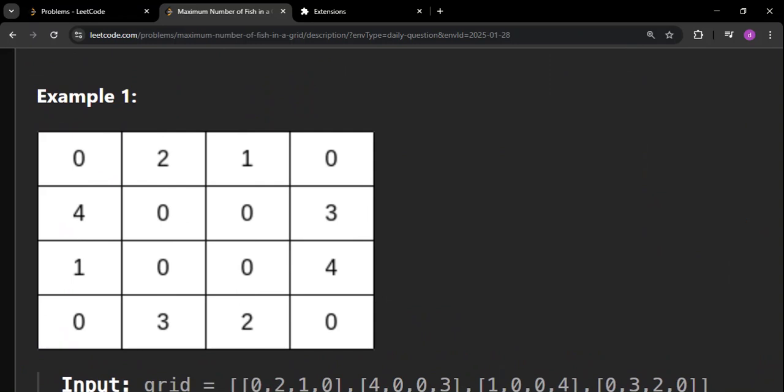Okay, that is, the value is greater than 0. Whenever you see a water cell, you will have to start a BFS. Okay, why a BFS? Either you can do a BFS, or you can try a DFS also. But I am going to show you BFS.